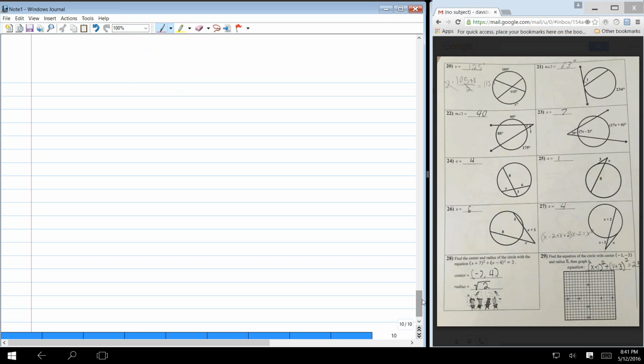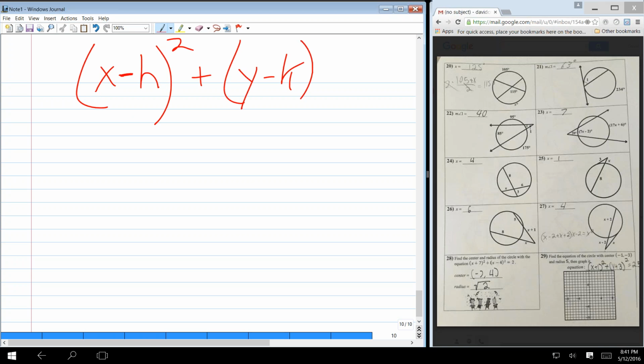the last part of chapter 10 is actually the easiest part. But you have to know the general formula for a circle. What is it? It's x minus h, squared, plus y minus k, squared, is equal to r squared. The equation of a circle has both x and y in it. So that's my general format. Memorize that. Don't ever forget it.